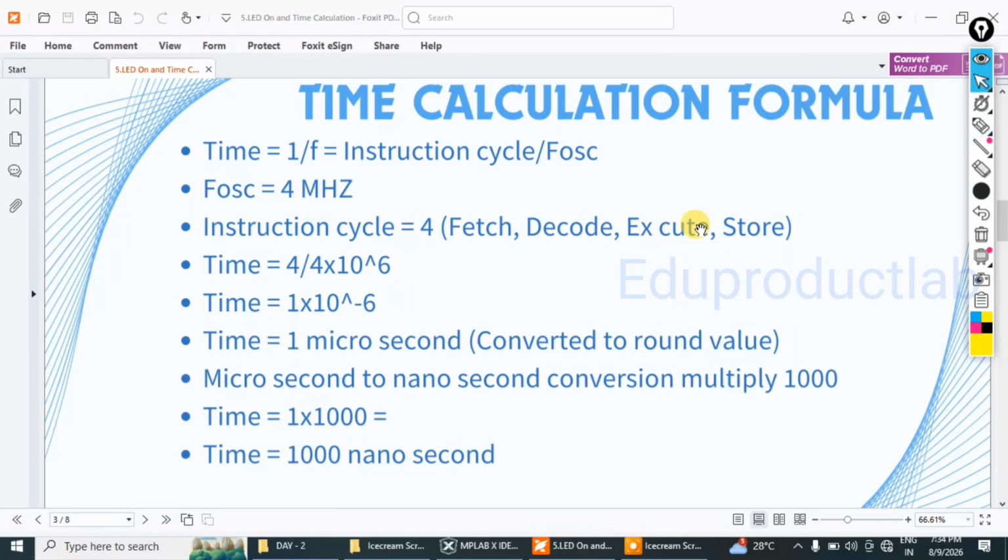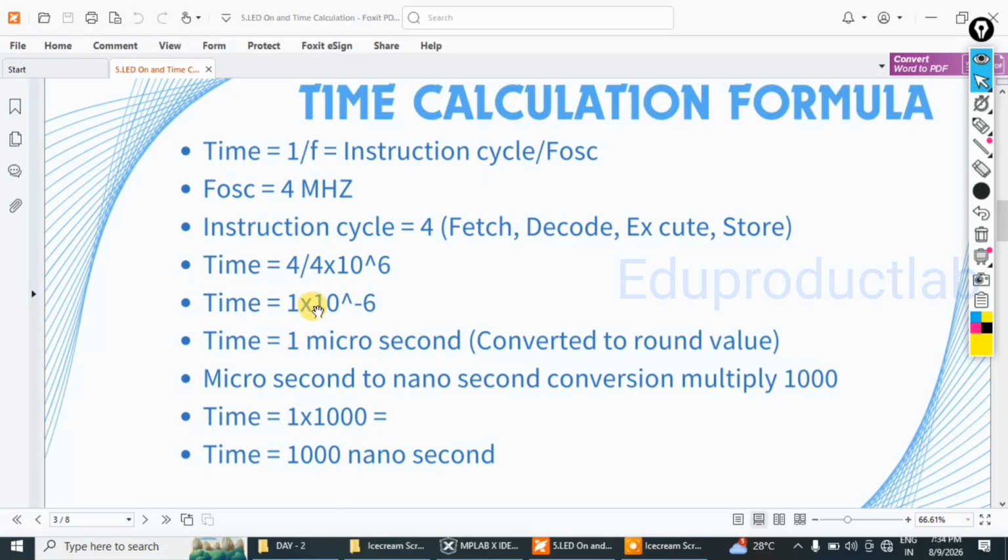Now the 4 MHz crystal time calculation. f oscillator equals 4 MHz. Same formula: time equals instruction cycle divided by f oscillator. Instruction cycle equals 4: fetch, decode, execute and store. Time equals 4 divided by 4 into 10 power 6, where 10 power 6 means megahertz.